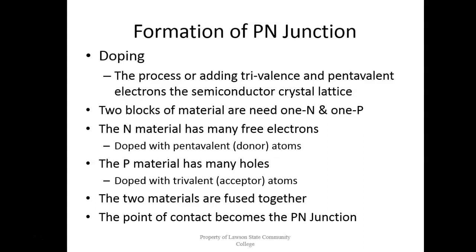So we have two forms. We're going to dope these to change the conduction characteristics. One will have more electrons in the valence shell, and one will have fewer. This is what we call P and N material. The N material has many free electrons, and we dope it with pentavalent donors. The P material has many holes. We'll talk about this as we go along.